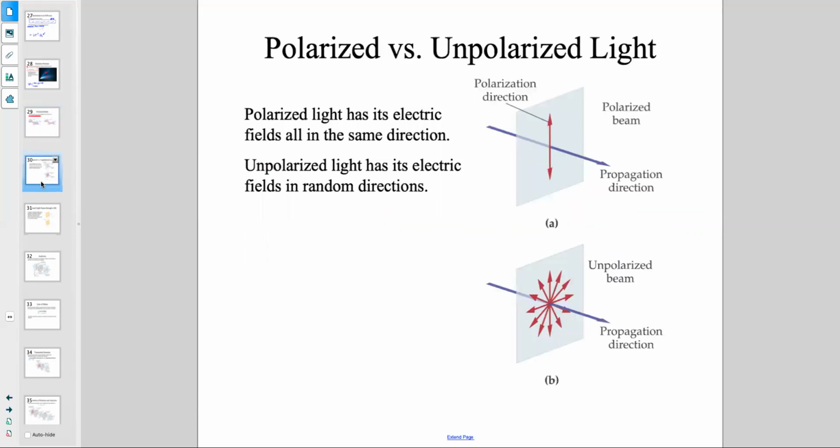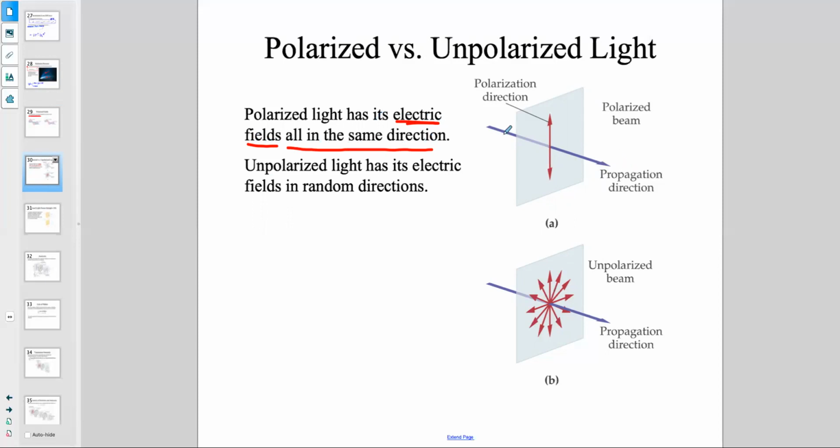Polarized versus unpolarized light. Polarized light has its electric field all in the same direction. So all the light going through will have the same electric field in one direction. Unpolarized light has its electric field in random directions. That's what you can see here.